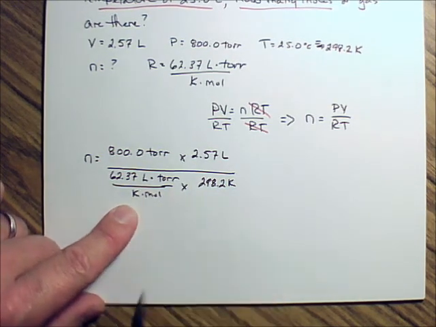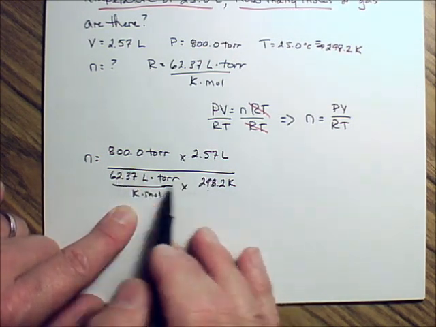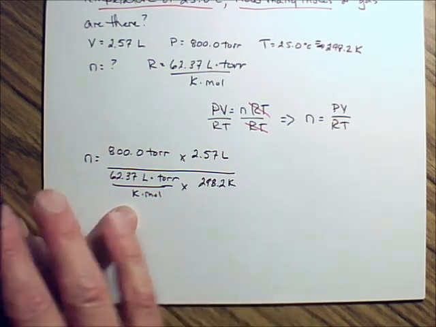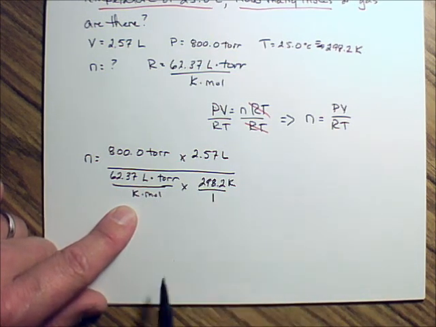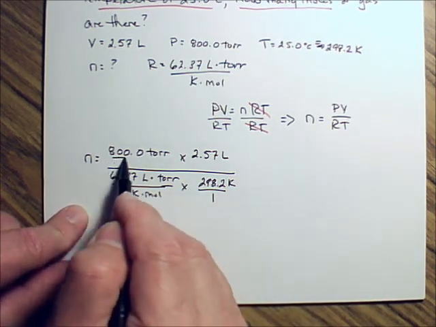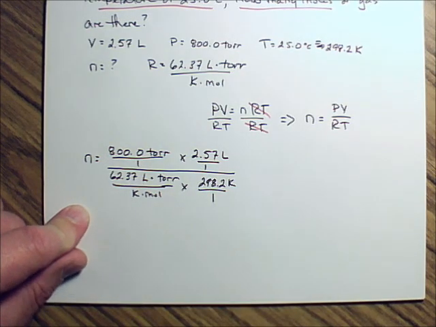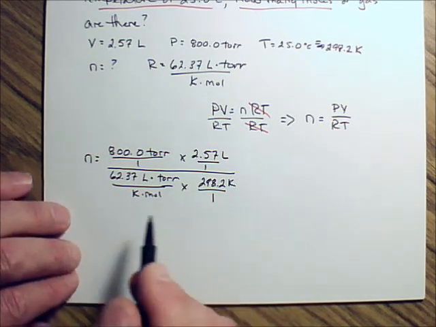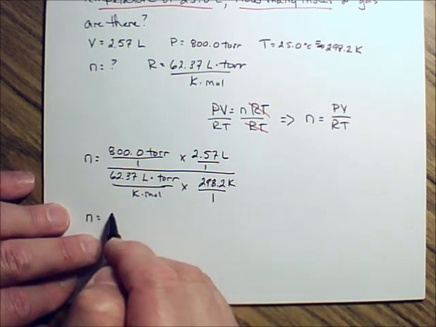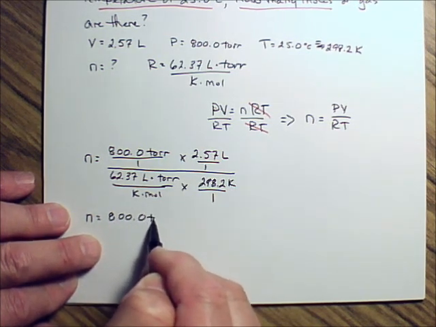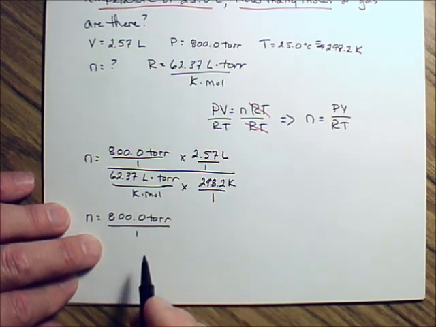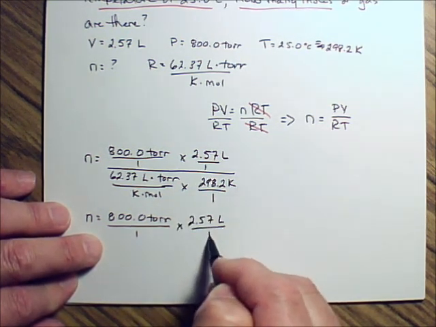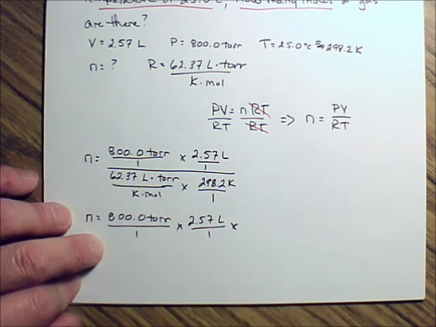But before we can invert and multiply, we need to change a couple of these so that we have the same kinds of fractions in the entire equation. So we need to have this over 1, which doesn't change the amount. Put this over 1 and this over 1. So what I have is a series of fractions. What I'm going to do is rearrange the equation in this fashion. I'm going to say 800.0 torr over 1 times 2.57 liters over 1 times, and here's where we invert and multiply.